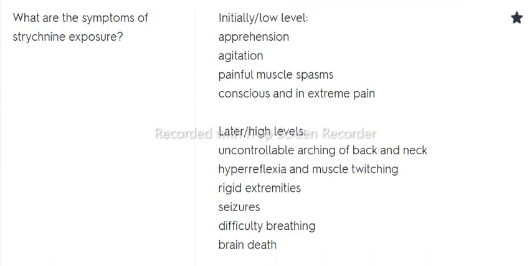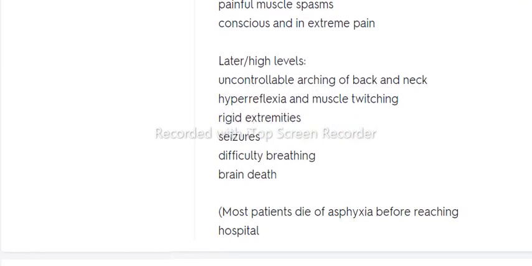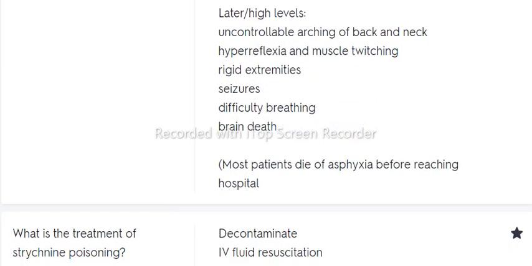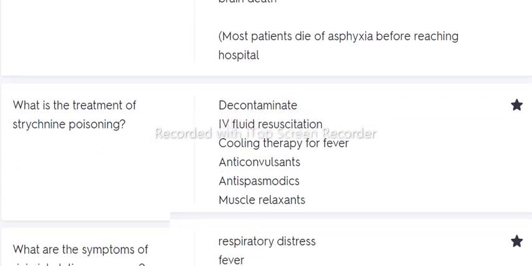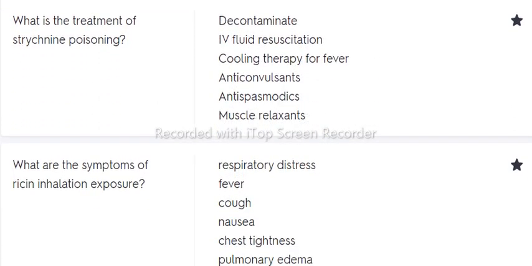What are the symptoms of strychnine exposure? What is the treatment of strychnine poisoning? Decontaminate, fluid resuscitation, cooling therapy for fever, anticonvulsants, antispasmodics, muscle relaxants.